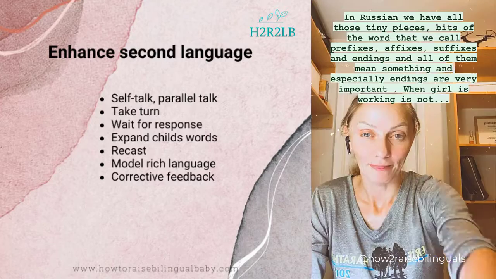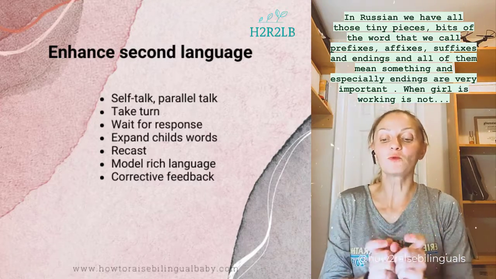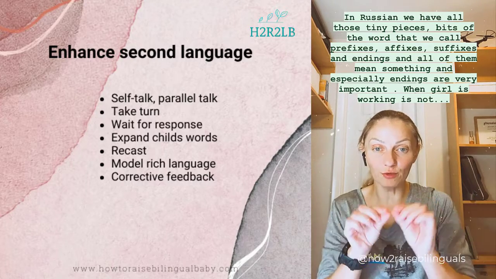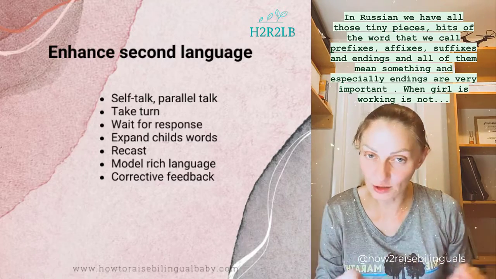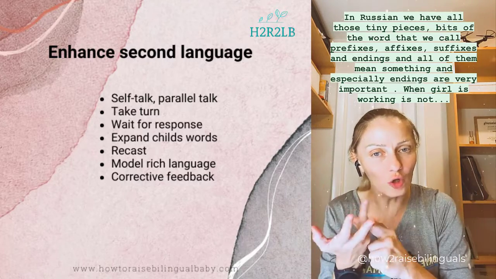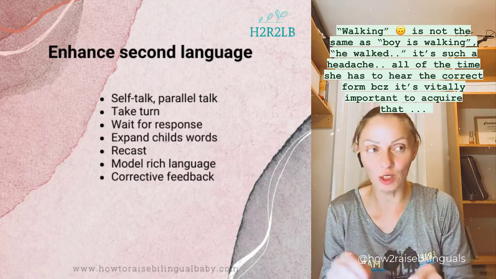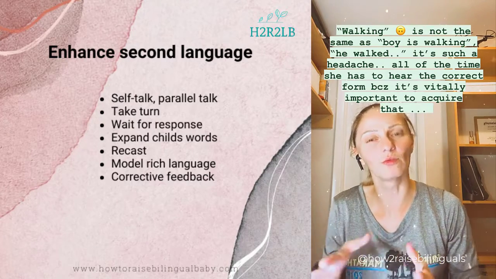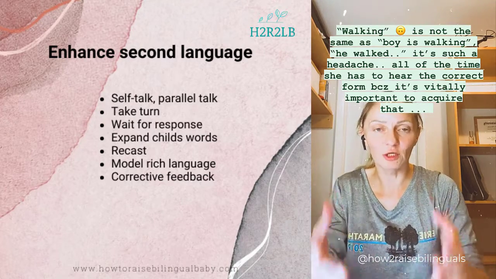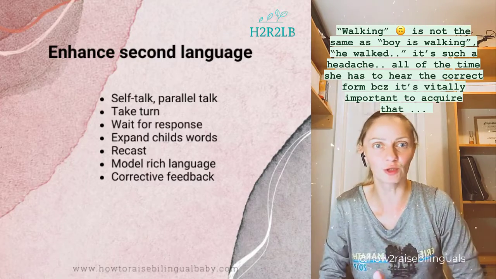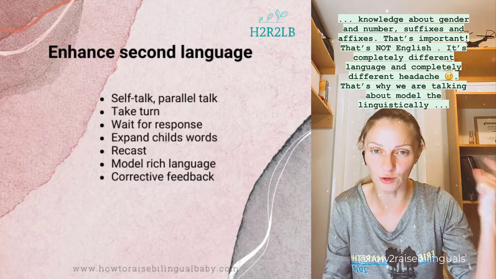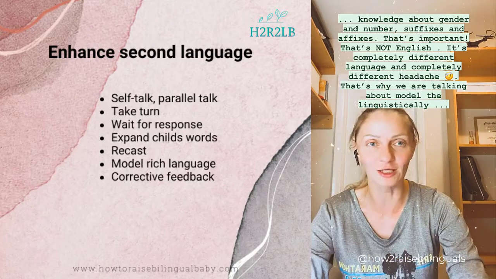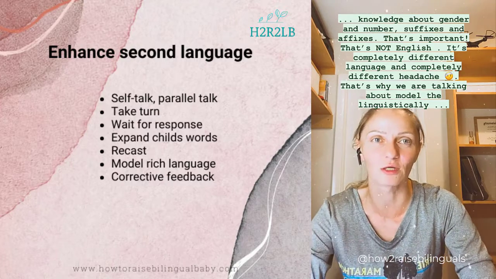In Russian, we have all these tiny bits of words that we call prefixes, affixes, suffixes, and then endings, and all of them mean something, and especially endings are very important. When the girl is walking, it's not the same as a boy is walking, he walked, so it's such a big headache all the time. She has to hear the correct form because that's vitally important to acquire knowledge about gender, number, and the suffixes and affixes. It's not English. It's a completely different language, so a different headache.